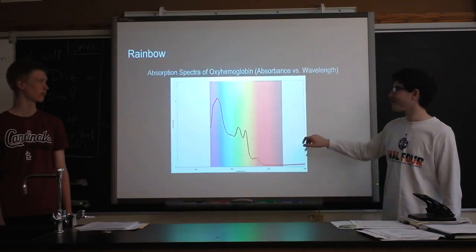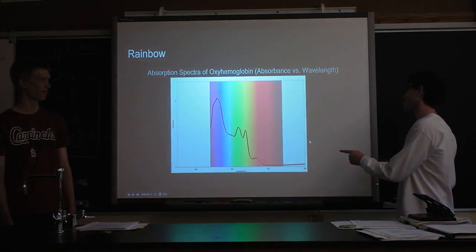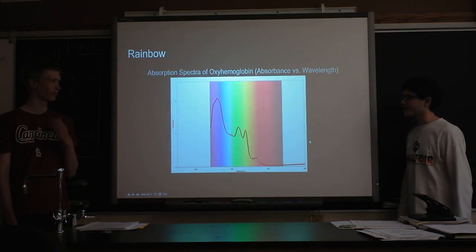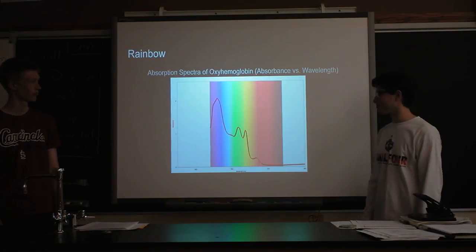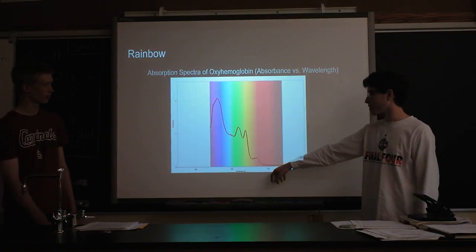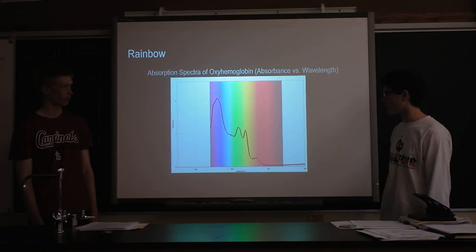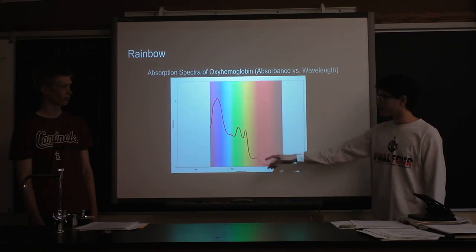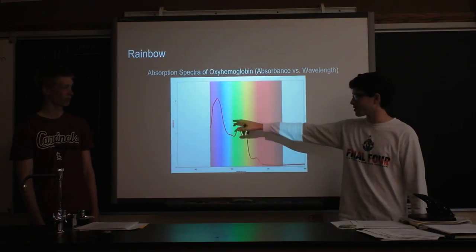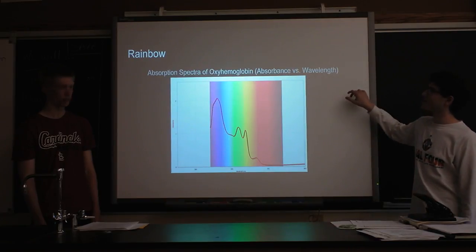All right. So this is the absorbance spectrum of oxyhemoglobin that we got. We have wavelength on the bottom and absorbance on the y-axis. So you can see that we have peaks here, here, and here, which we'll talk about in a minute.